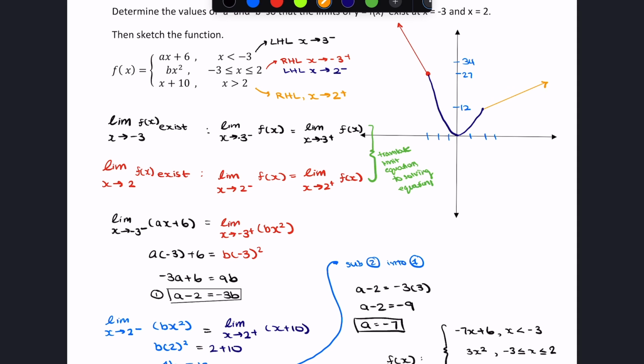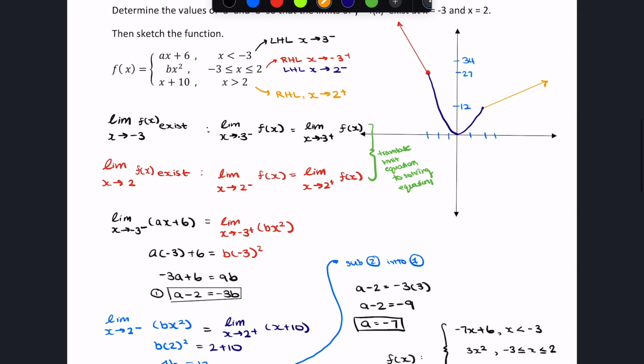And so that's what the graph looks like for the function f of x equals -7x plus 6 when x is less than -3, and 3x squared when x is greater than or equal to -3 and less than or equal to 2, and x plus 10 when x is greater than 2.